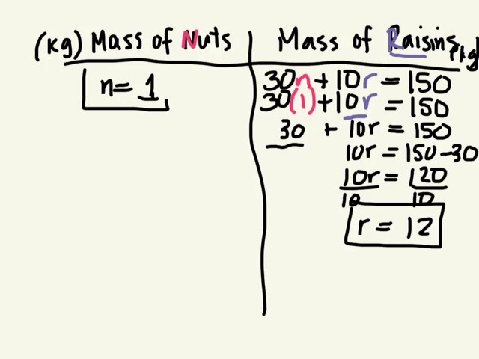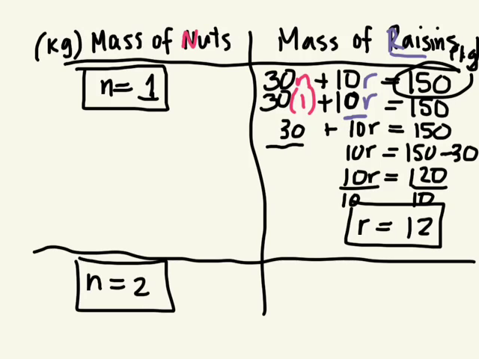If they have 1 kilogram of nuts, that means we can have 12 kilograms of raisins. The total, when you plug it back into the equation, should add up to $150. Okay, let's check. What's 30 times 1? What's 10 times 12? What's 120 plus 30? It adds up. That's one possible combination. Let's just go in order. Let's pretend that they have 2 kilograms of nuts. What's another possible combination? How many kilograms of raisins can we get?